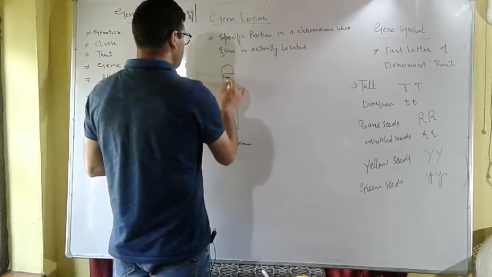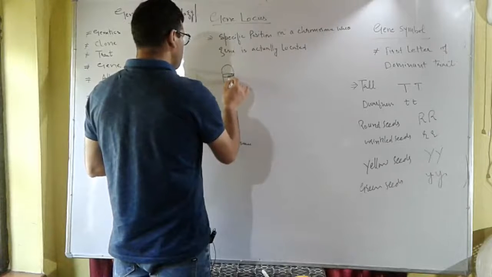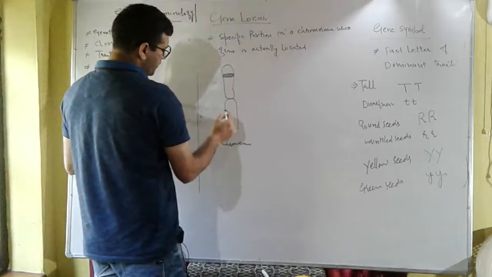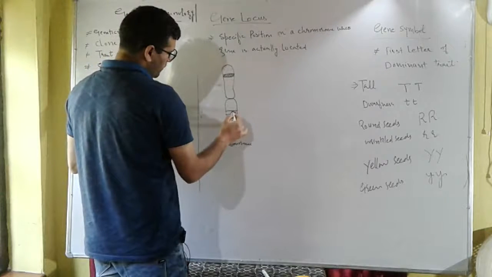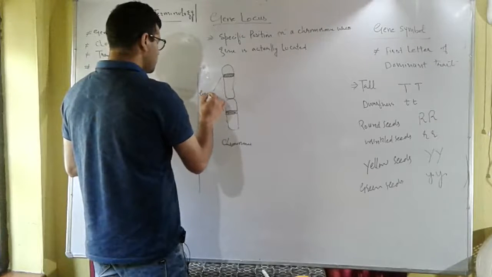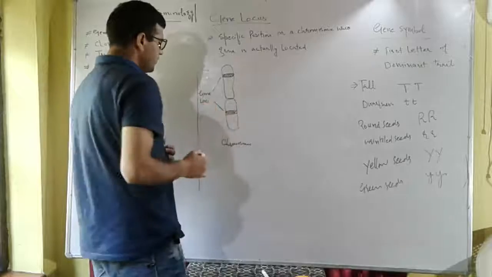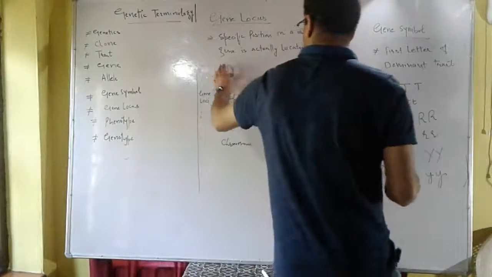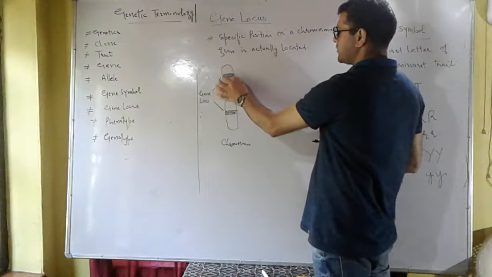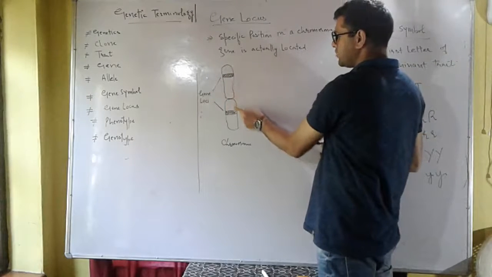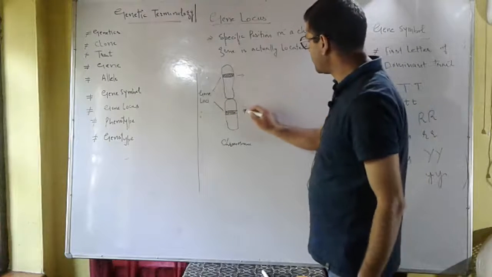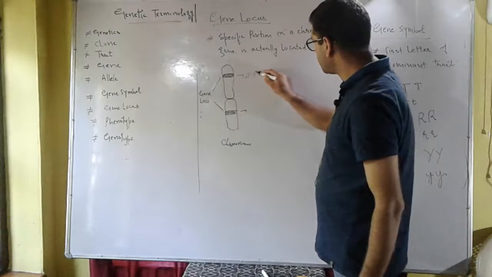This is the gene locus, or gene loci. This is a chromosome, and on this chromosome there is a specific position. This is the specific position where the gene is located on a chromosome. It would be like this.